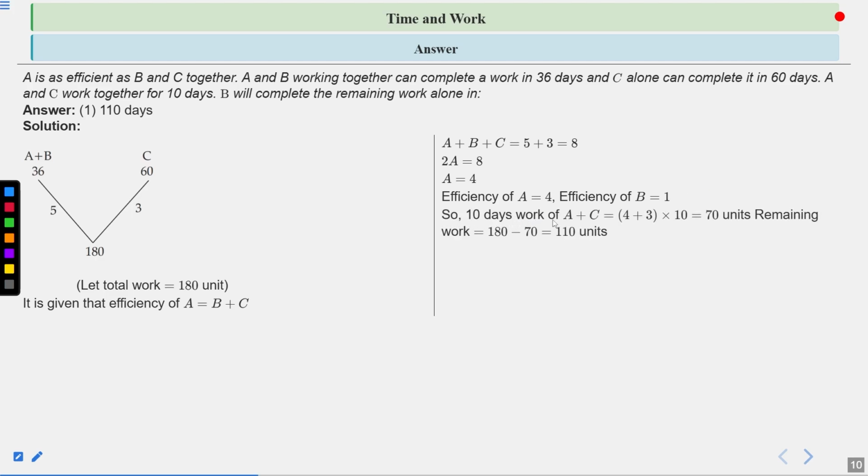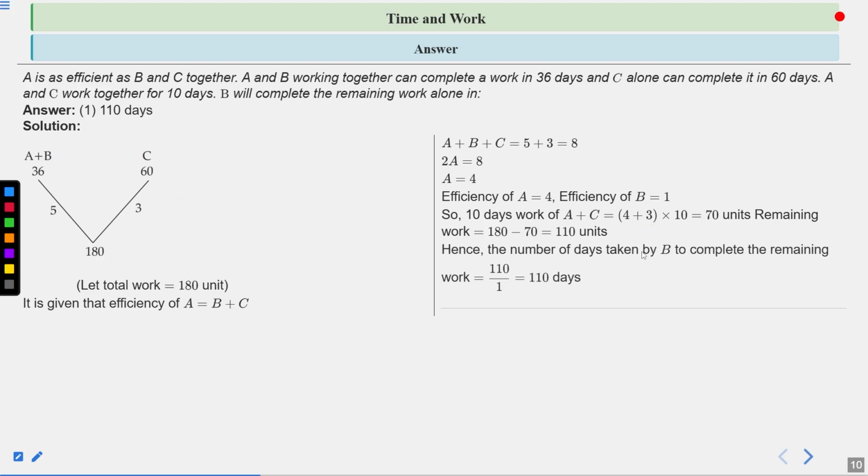Now, the 10 days' work of A and C together will become: we have the combined efficiency of A and C. A is 4 units, C is 3 units. So 4 plus 3 is 7 units. Multiplying by 10 days, we get 70 units. So the remaining work will become 180 minus 70, which is 110 units.